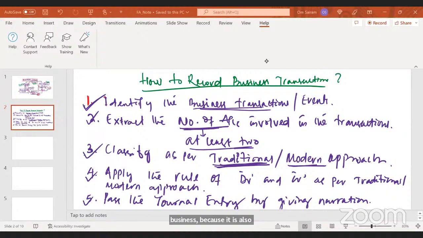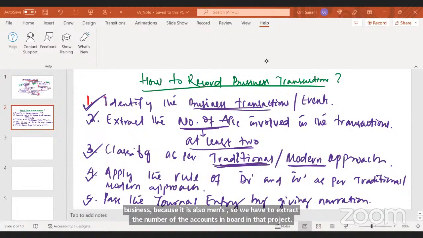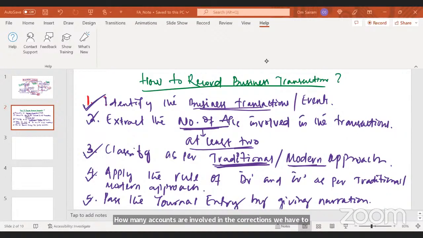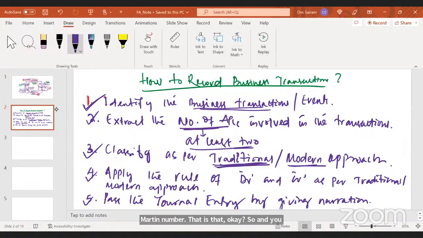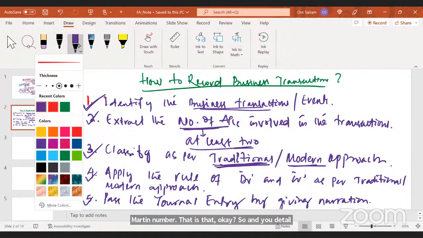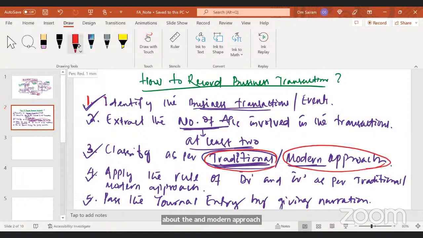Second step, we have to extract the number of accounts involved in the transaction. How many accounts are involved in the transaction? We have to identify. After that, we have to classify according to modern approach and traditional approach. Here I am going to tell you in detail about the traditional approach and modern approach. First, we must understand what is traditional approach and modern approach. Then we'll follow the steps. So please remember these 5 steps when we are going to pass the journal.